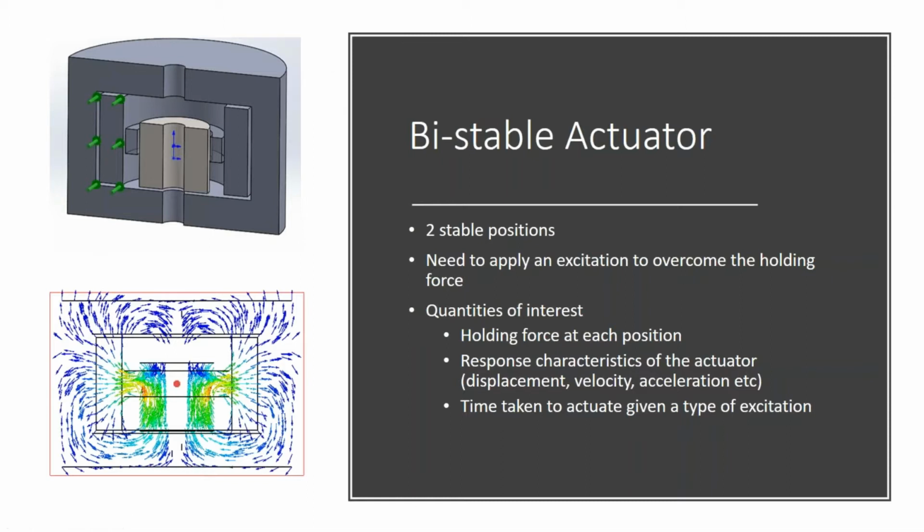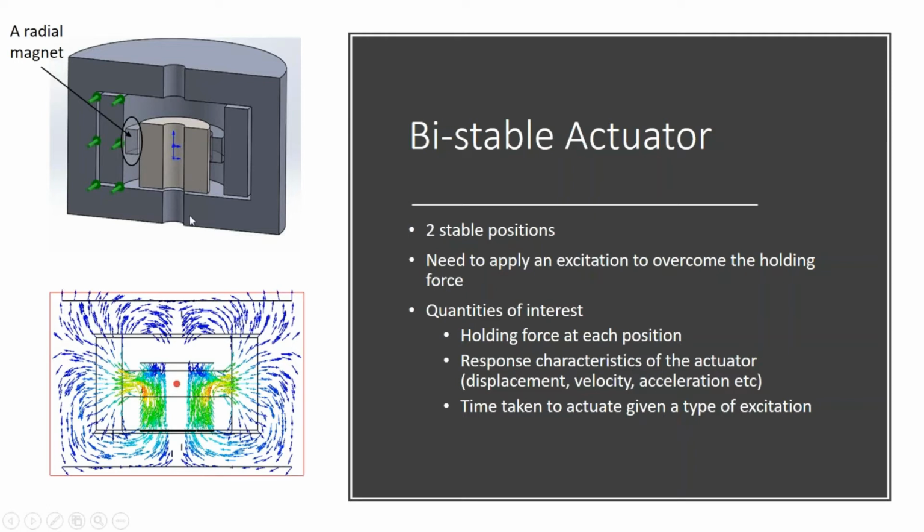Now let us move to the topic that we have for today, which is the bistable actuator. As the name suggests, a bistable actuator is something that has two stable positions. I would like you to pay attention to the image on the left-hand top corner. Here is a section view of a bistable actuator. It has a coil and a permanent magnet, which is a radial magnet, and it has two positions. The lower position is what is shown here.